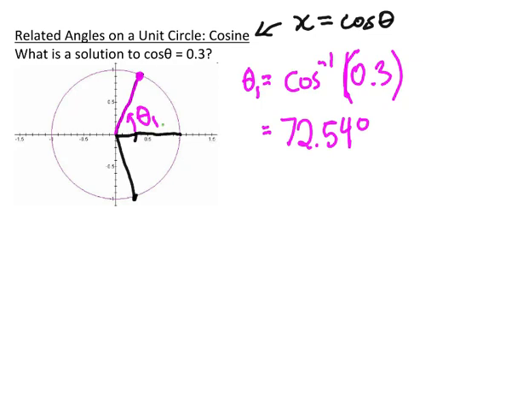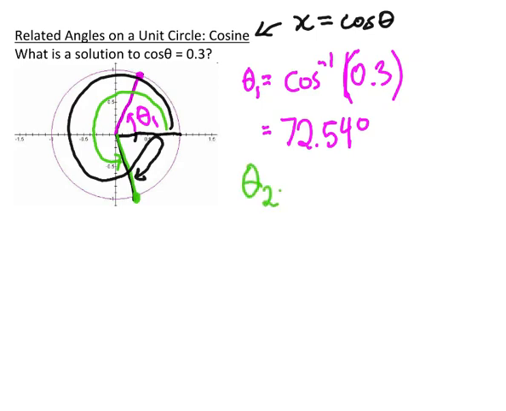Okay, but how am I going to get theta 2 here? So theta 2 is all the way around to here, right? I'm looking for that angle there. Well, you can see that what's going on here is that you're going all the way to 360 degrees and then backing up by theta 1. So the method to get theta 2 for a cos function is going to be this. We'll go all the way over to 360, and then subtract our theta 1.